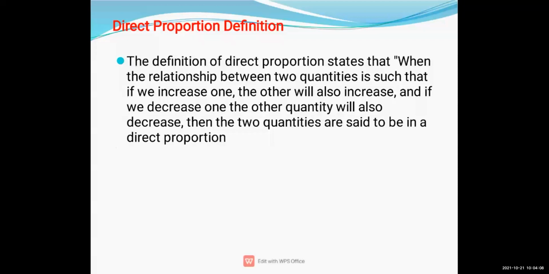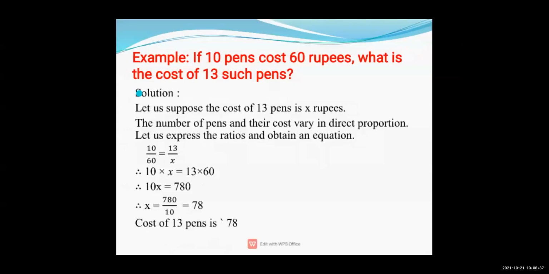Direct proportion in their notebook. Okay, now with the help of the example sum, I'm going to explain how you are going to write the statement of direct variation. Now the first sum is, if 10 pens cost 60 rupees, what is the cost of 13 such pens?